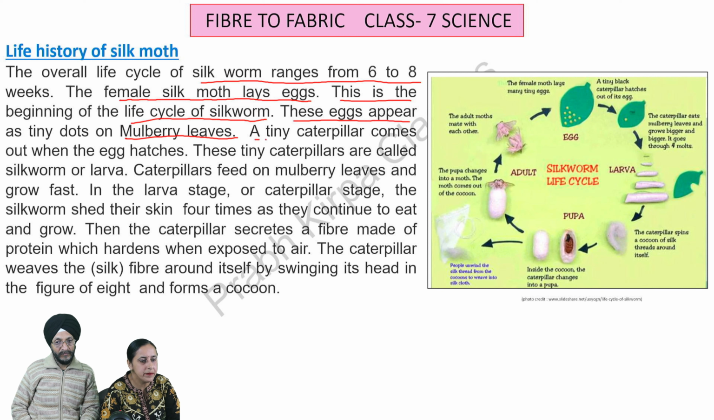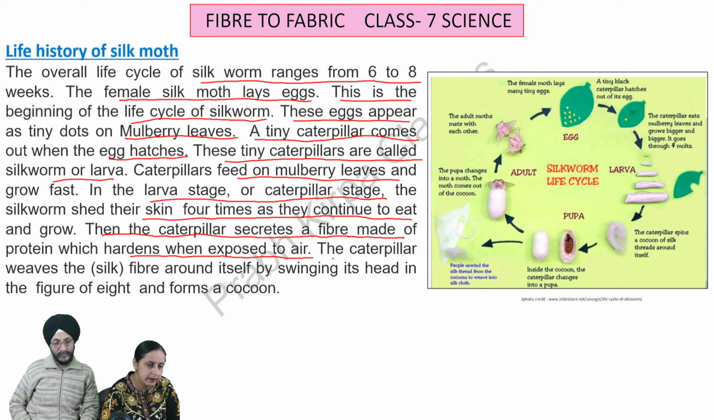A tiny caterpillar comes out when the egg hatches. These tiny caterpillars are called silkworm or larvae. Caterpillars feed on mulberry leaves and grow fast. In the larva stage, the silkworm sheds its skin 4 times as it continues to eat and grow. Then the caterpillar secretes a fiber made of protein which hardens when exposed to air. The caterpillar weaves the fiber around itself by swinging its head in the figure of 8 and forms a cocoon.